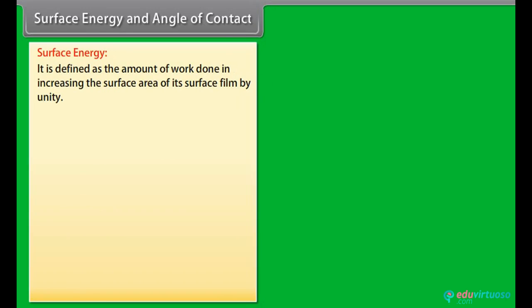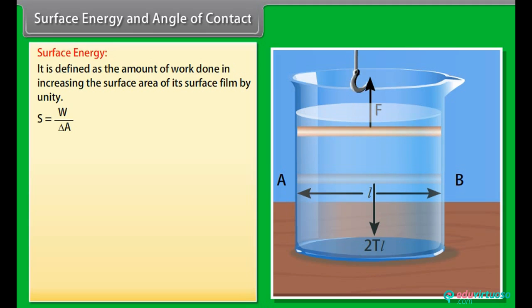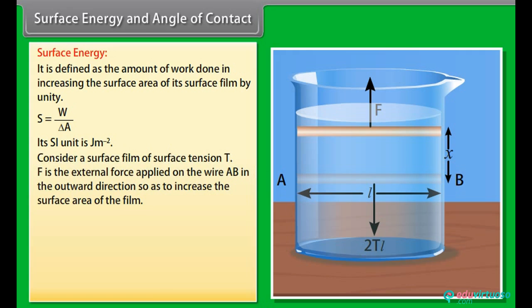Surface energy is defined as the amount of work done in increasing the surface area of its surface film by unity. Surface energy is equal to work done divided by increase in area. Its SI unit is joule per meter square. Consider a surface film of surface tension T. F is the external force applied on the wire AB in the outward direction so as to increase the surface area of the film. Then, the surface energy of the film is given by.